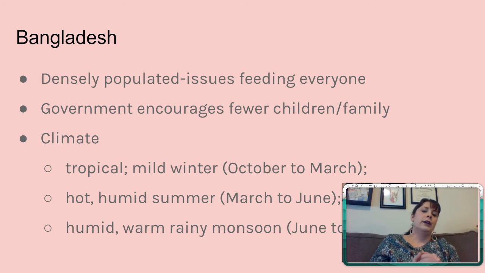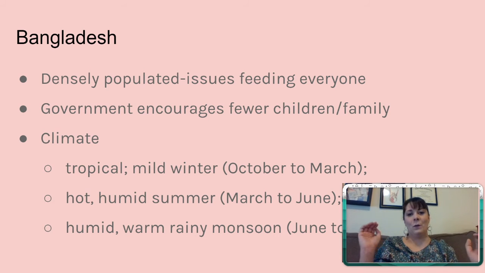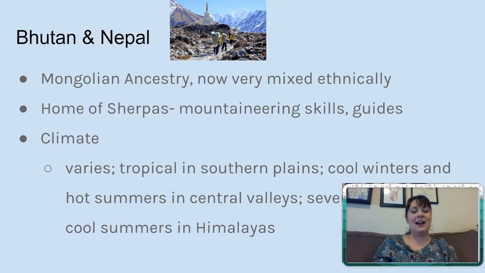Bangladesh is really densely populated, which means it also has issues with feeding everyone. The government there has encouraged fewer children per family. The climate there is tropical. They usually have a mild winter, a hot, humid summer, and a humid, rainy season. Winter is kind of their normal season. Then they have a hot and wet season and a warm and wet season. So really it's just lots of water in that area.